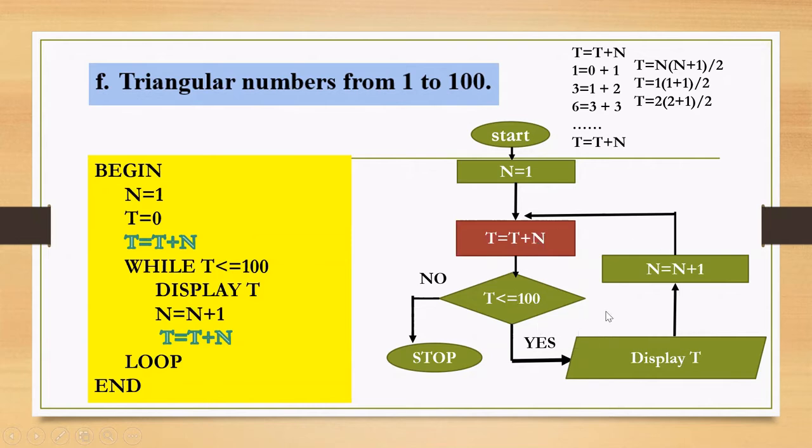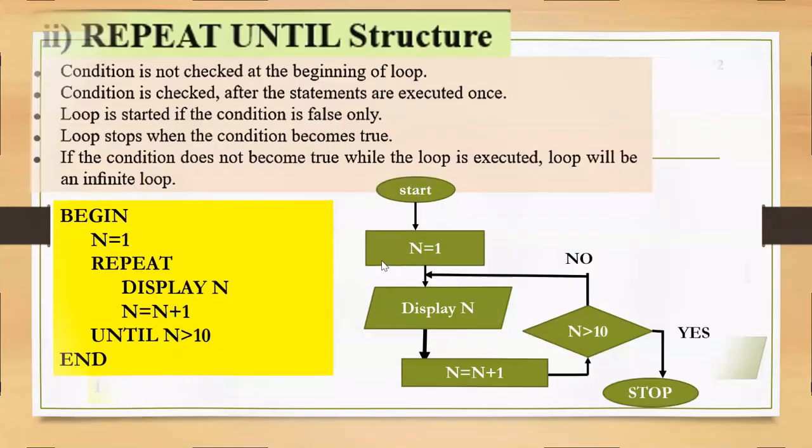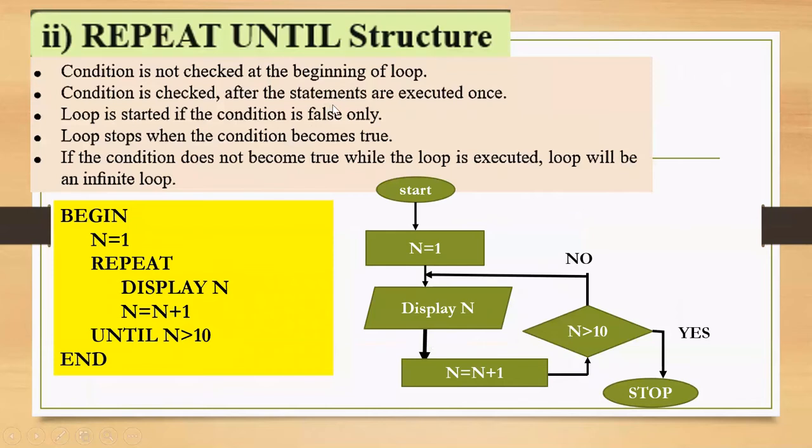You can see the flow chart. I think there is no need to explain it. Here we are using a while loop. That's why only when the condition is true, it is repeating. I think that is very easy for you. Now we can go to the next one, that is the repeat until loop. Only when the condition is false, it is repeating.